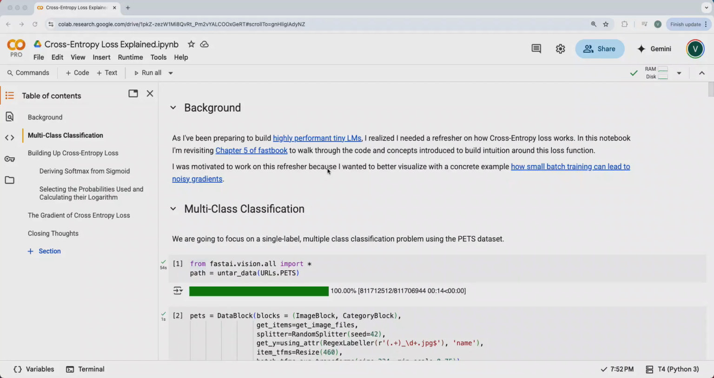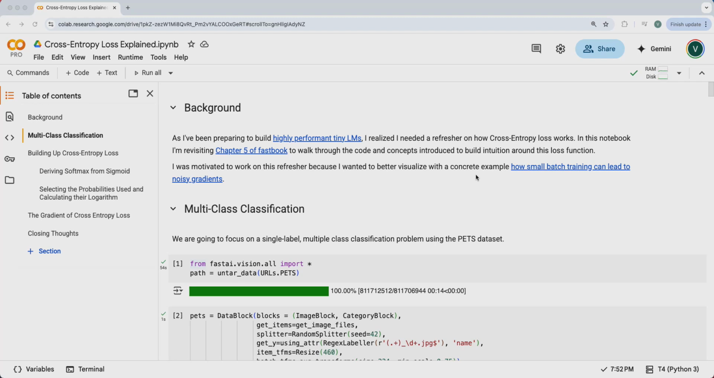One of my goals this year is to build highly performant tiny language models. And as I was working through some tasks to prepare for that, I realized I needed a refresher on how cross-entropy loss works. Specifically, I was trying to visualize with a concrete example how small batch training can lead to noisy gradients. That's going to be a separate blog post that is based on a Gemini Deep Research report.